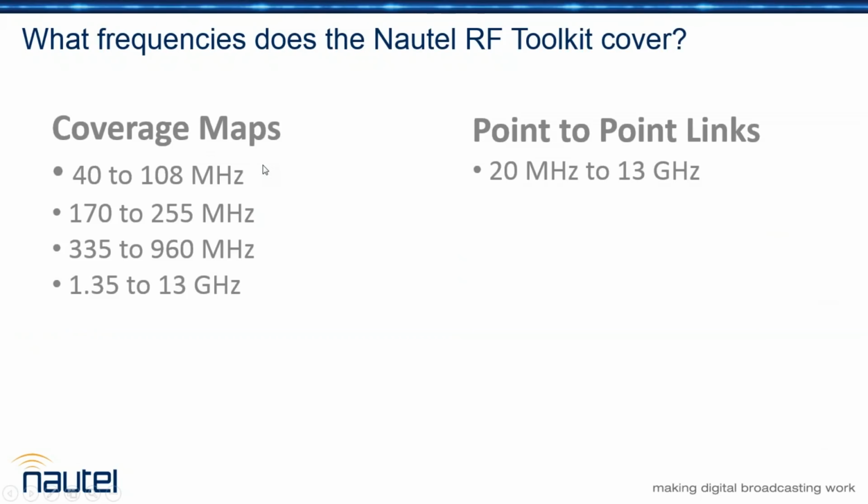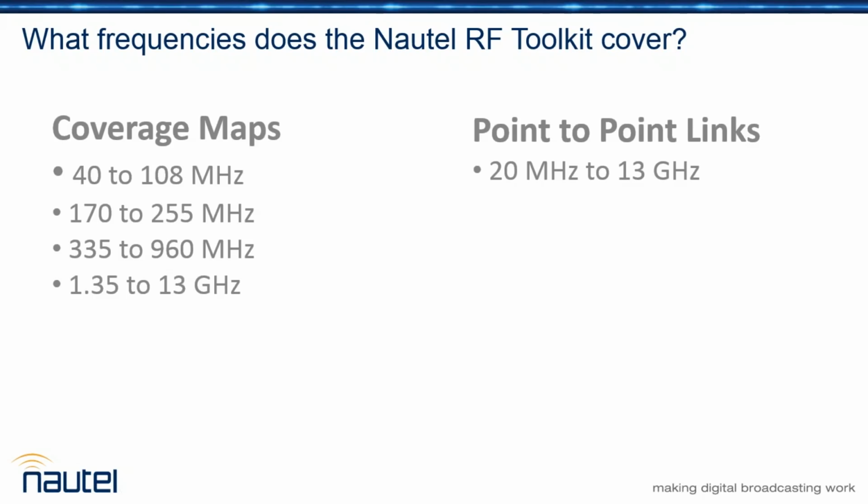Here are the frequencies that we cover with the Nautel RF Toolkit. Our RF Toolkit is licensed by Roger to operate between 40 and 108 megahertz, between 170 and 255, between 355 and 960, and 1.35 to 13 gigahertz. That's for the coverage map function. For the point-to-point links, however, it operates between 20 megahertz and 13 gigahertz without a problem.